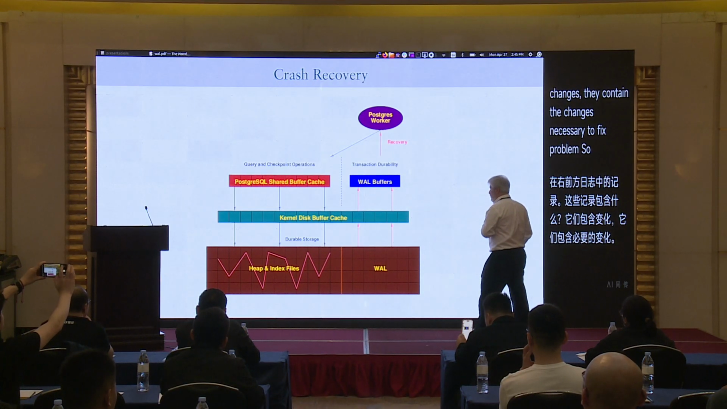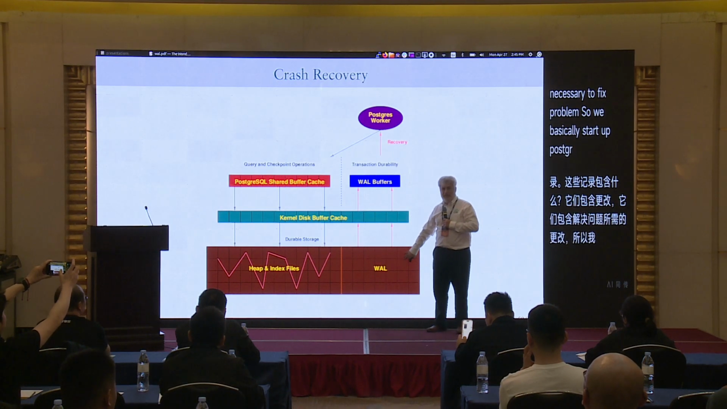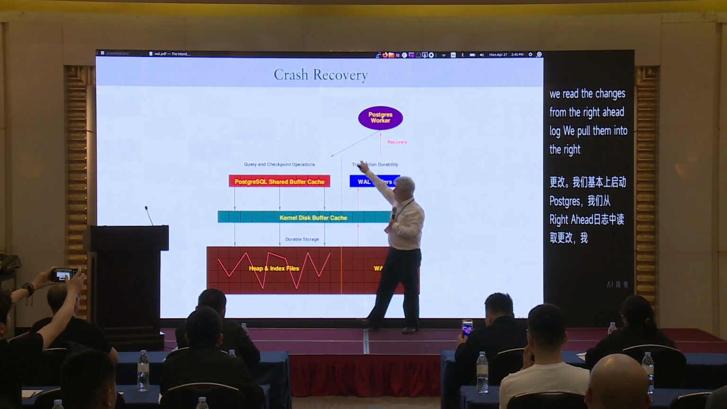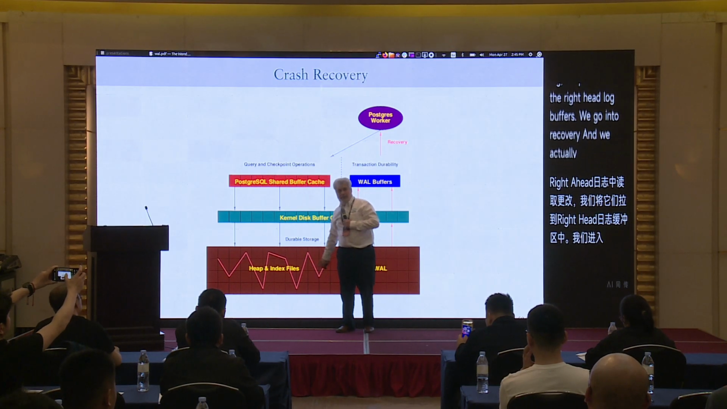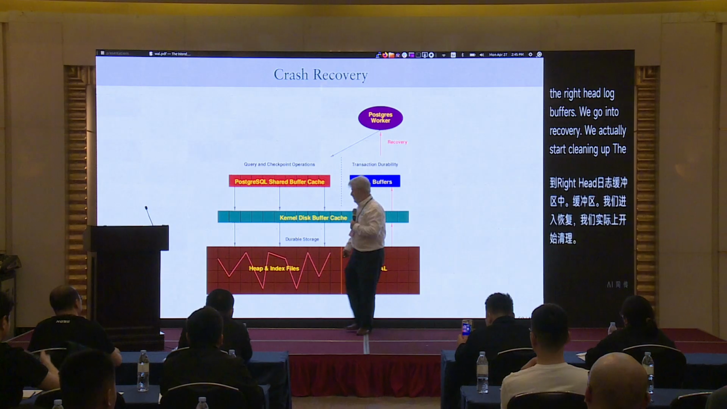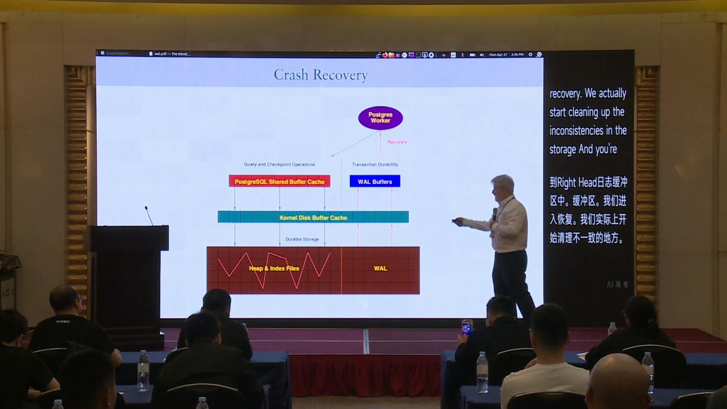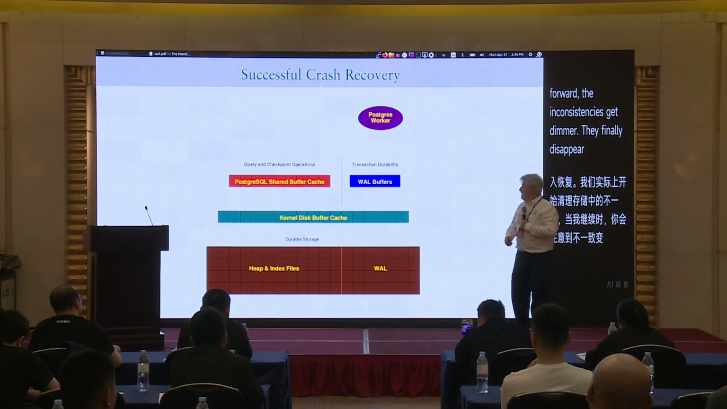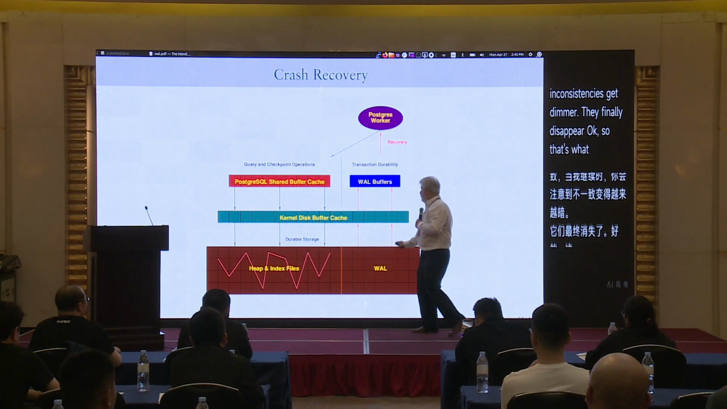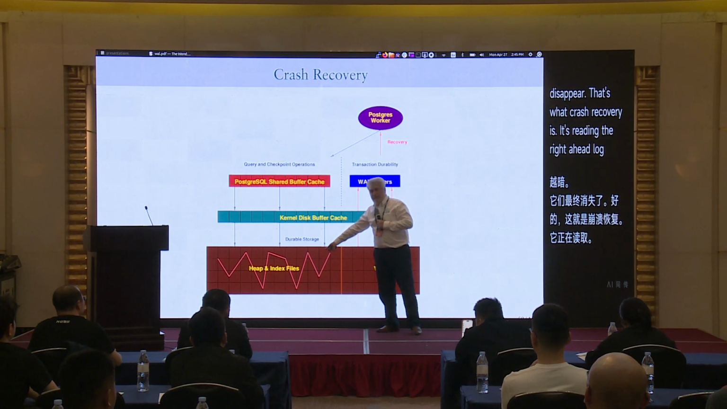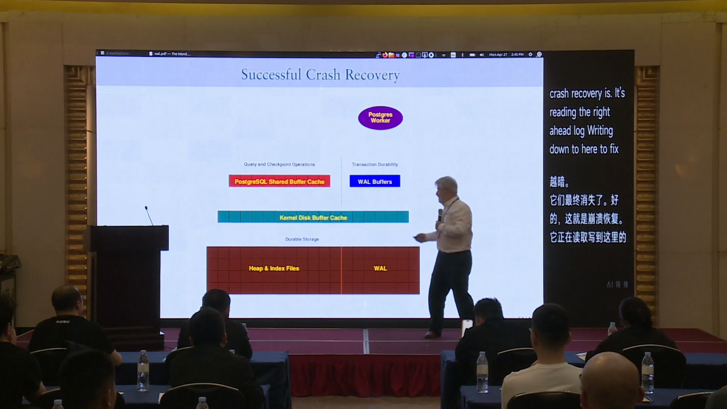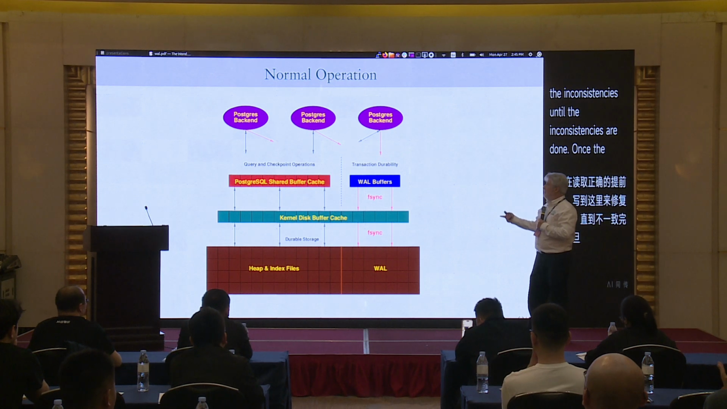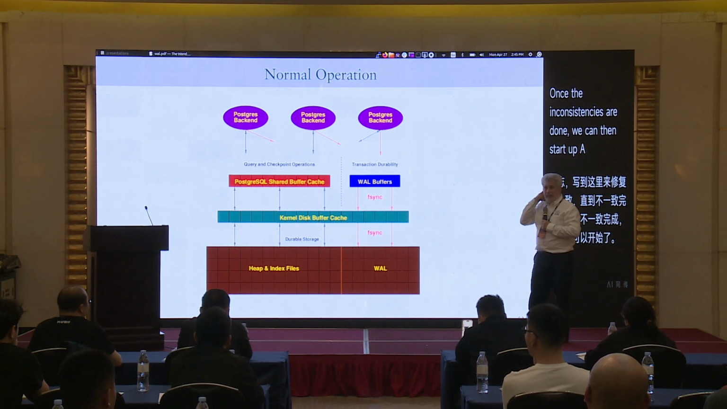So we basically start up Postgres and we read the changes from the write-ahead log. We pull them into the write-ahead log buffers. We go into recovery, and we actually start cleaning up the inconsistencies in the storage. And you're going to notice as I go forward, the inconsistencies get dimmer, and then they finally disappear. Okay? So that's what crash recovery is. It's reading the write-ahead log, writing down to here to fix the inconsistencies until the inconsistencies are done. Once the inconsistencies are done, we can then start up a normal Postgres and go back to normal operation.